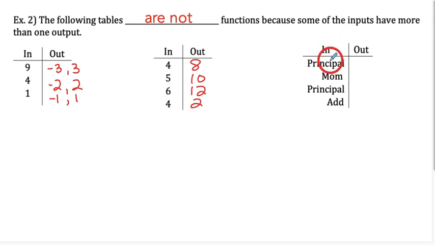And on this last example, we have inputs of principal, mom, principal, and add. Initially, principal is paired with P, mom is paired with M, principal is paired with I, and add is paired with D. If I was looking for the rule for this table, I would notice that the output appears to be the letter that appears the most often. And since principal has 2 P's and 2 I's, it could have an answer of P or I. And so that is a reason why this table violates the definition of function. And again, these 3 examples are not functions.